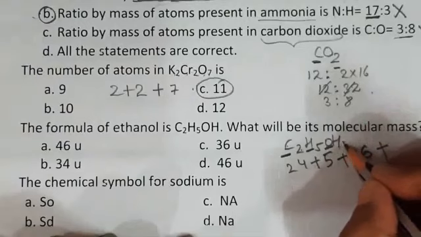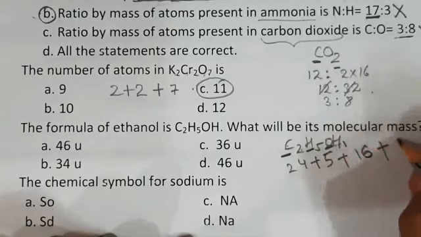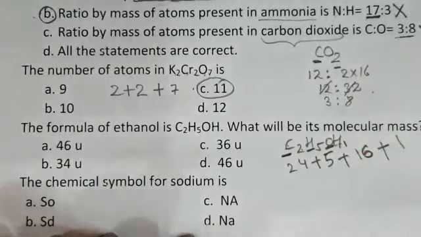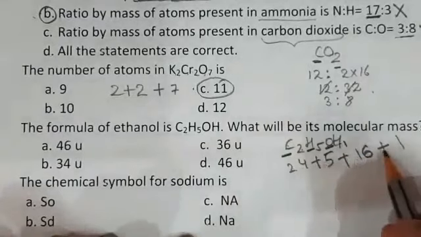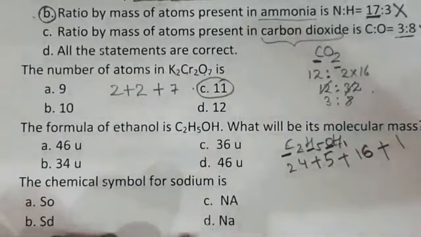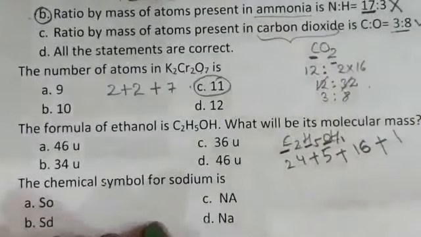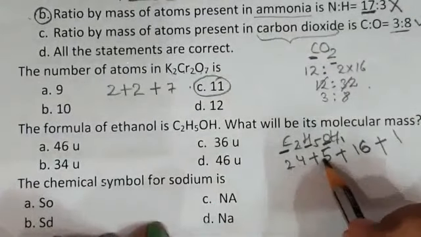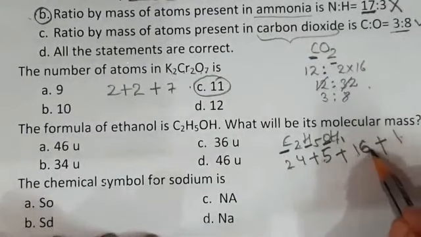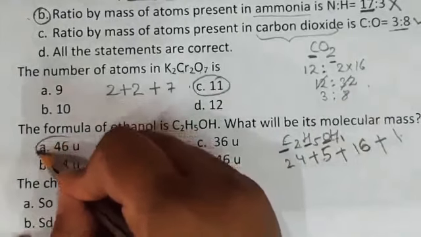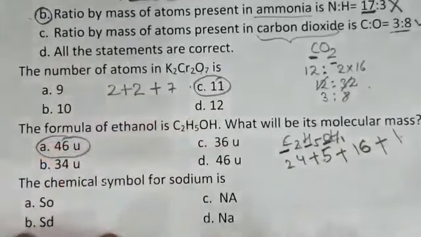Plus hydrogen, only 1 is there. So what is the atomic mass of hydrogen? 1. So just add these: 24 plus 5 plus 16 plus 1. So the answer is 29, 30, 40, 46. 46 U. A option is correct.